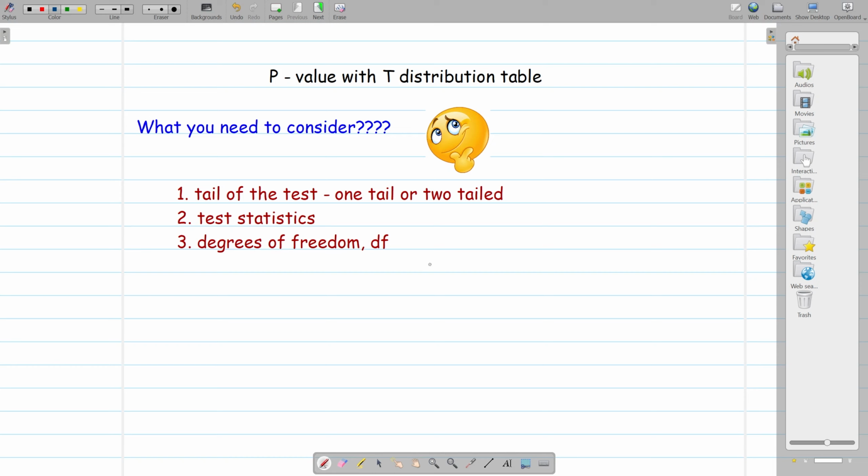p-value with t-distribution table. That means how you can find p-values where you use t-distribution table, or Student's t-distribution, for your hypothesis testing. This method is how you can find p-values manually using the tables. Like last time, what you need to consider is the tail of the test. You should know whether your test is a one-tail test or a two-tail test. Next is the test statistic, and the other one is the degrees of freedom, df, which you find using n-1, sample size minus 1.